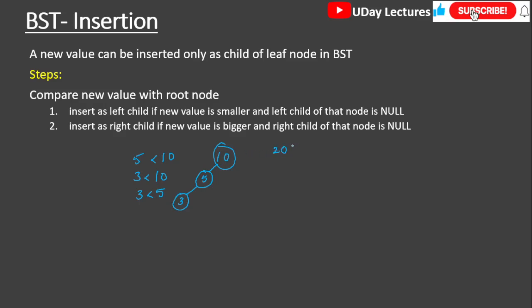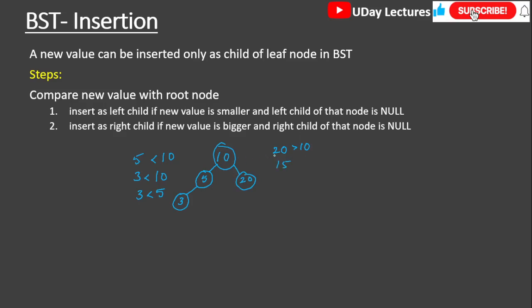And we know that 20 is bigger than 10. I can insert this as right child. And since 10 is not having any right child, I can replace that null position with our new value, which is 20. And if I take one more value, let us say 15 this time.